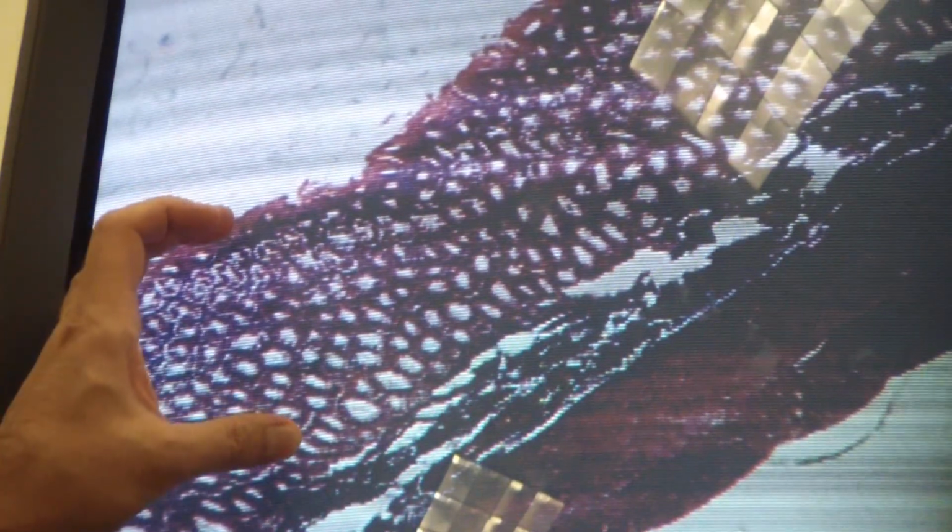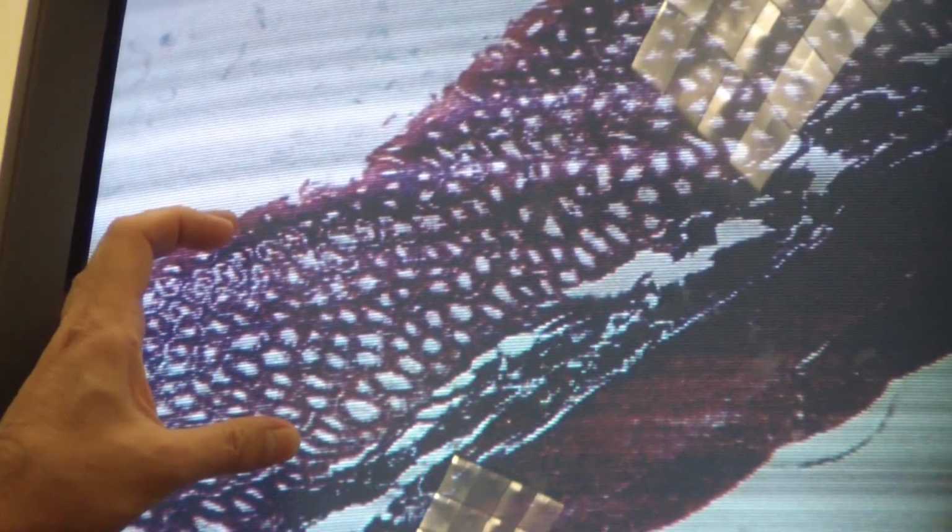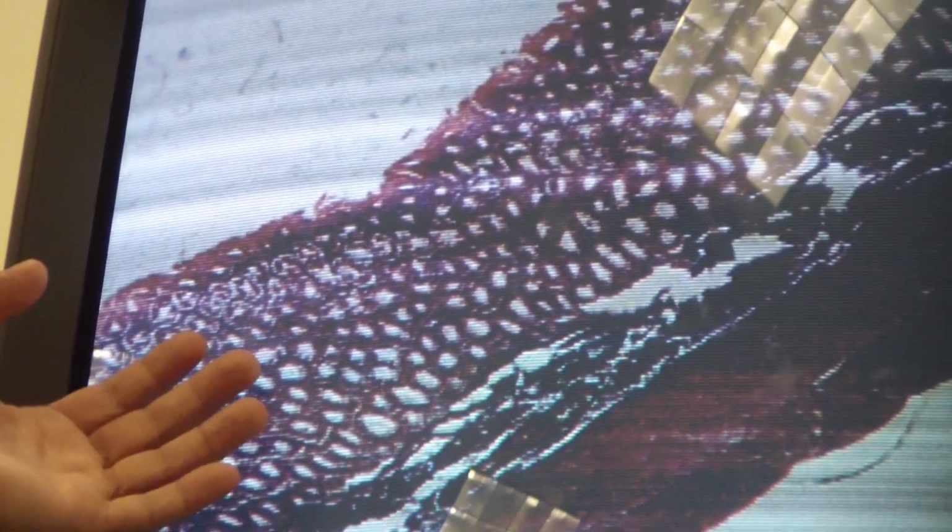If you compare the number of these goblet cells in the large intestine as opposed to the small intestine, as you see, this has what? A much higher number. All over the mucosa, you see the goblet cells.